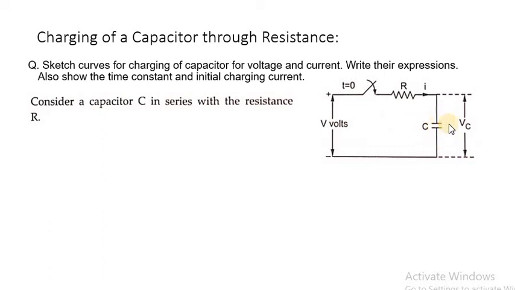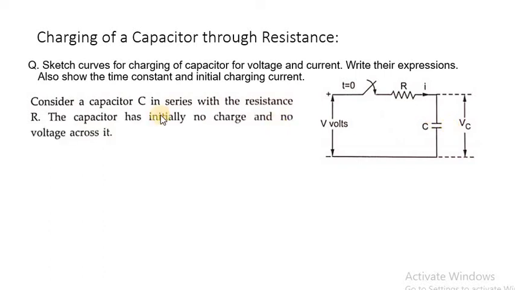As it is initially not charged, it does not have any voltage stored in the capacitor. Okay? So capacitor has initially no charge, so no voltage across it. So when the switch is open, the capacitor is uncharged. So voltage across capacitor Vc is equal to 0.